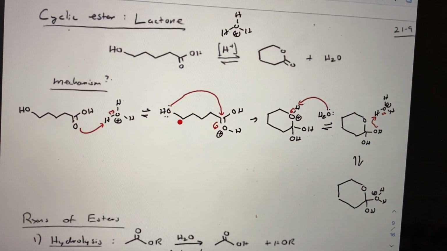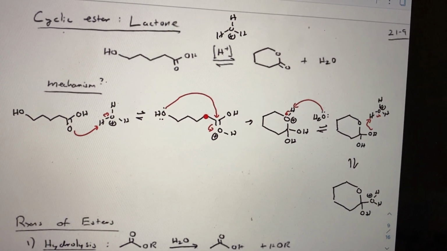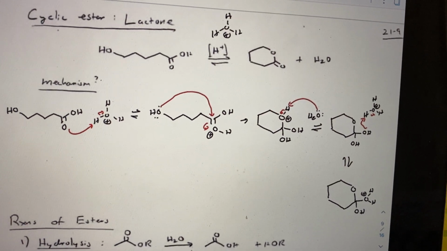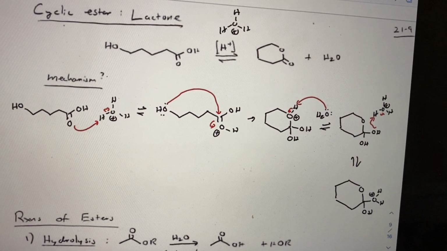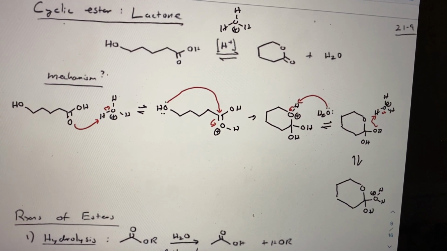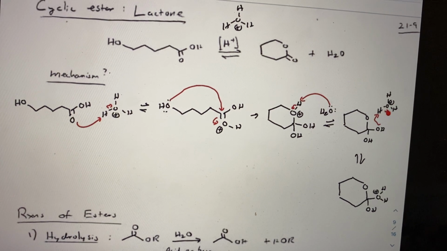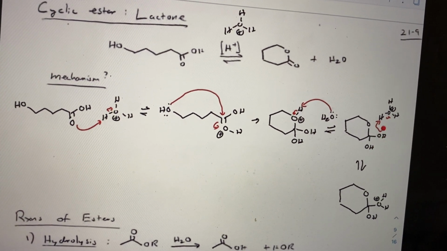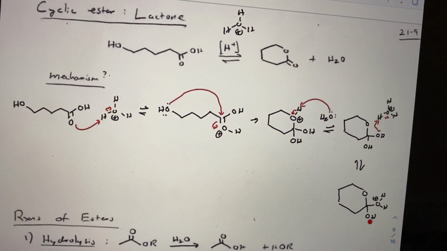It's 1, 2, 3, 4, 5, 6. And so we're going to form a 6-membered ring. Now we have a couple of proton transfer steps. We're going to take a proton off what was the alcohol, removing that positive formal charge and placing it on hydronium. Now I'm going to turn one of these two hydroxyl groups into a good leaving group by protonating it, and that's where I'm at here.